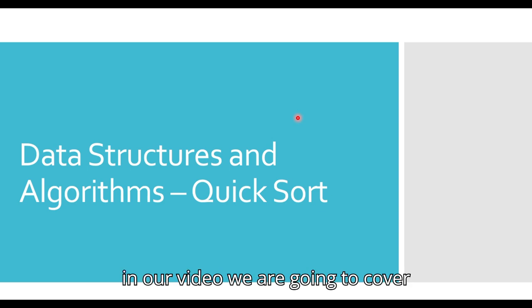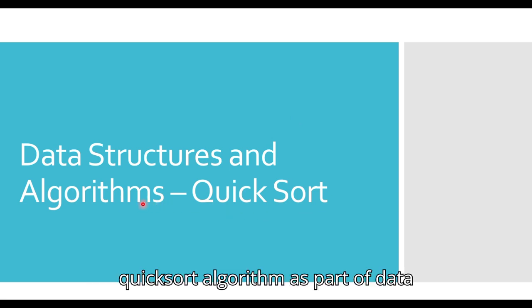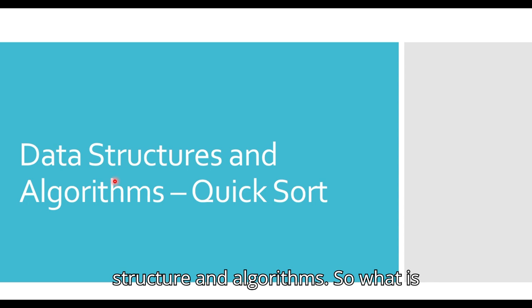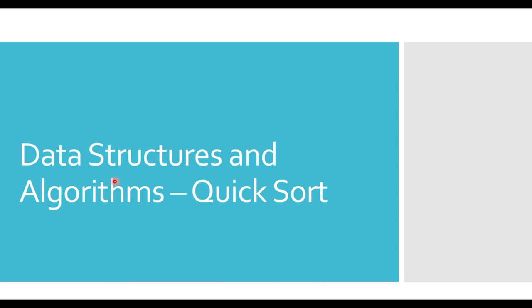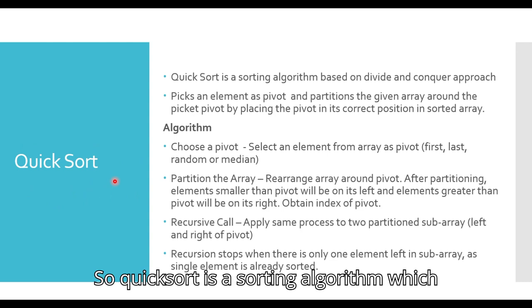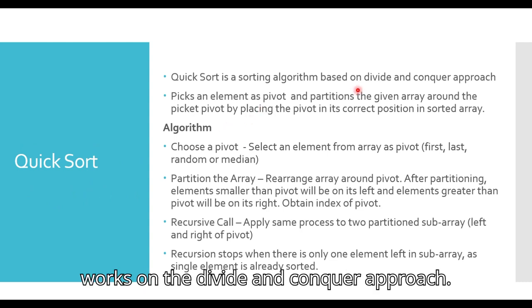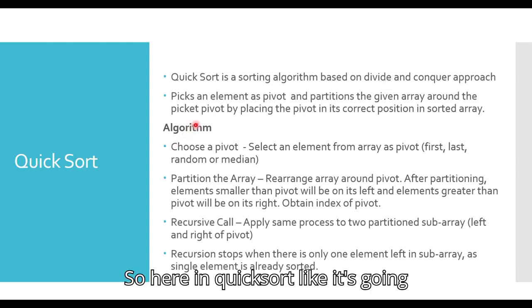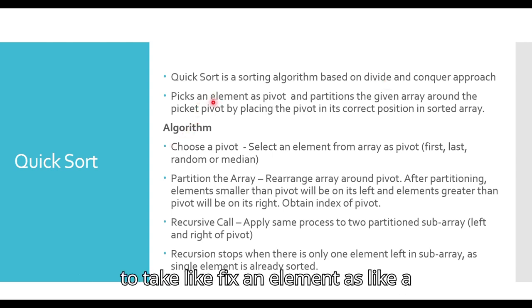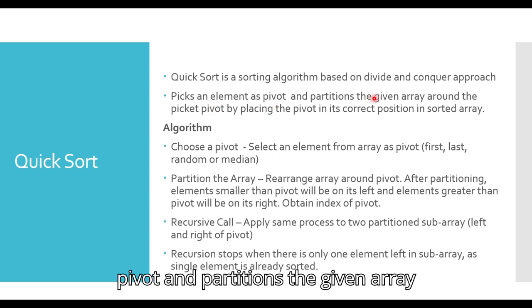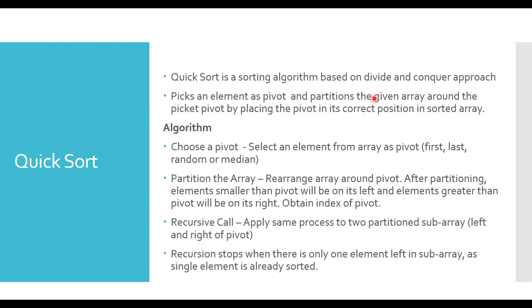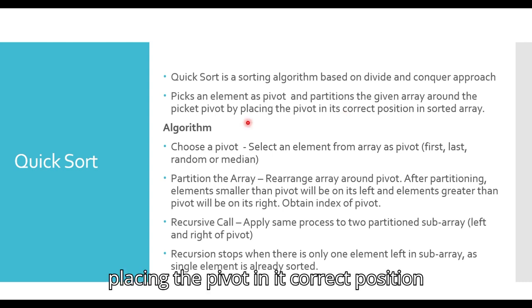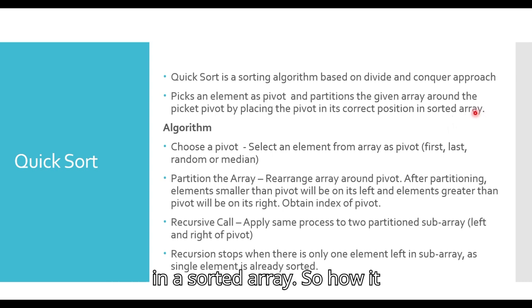Today in our video we are going to cover the Quicksort algorithm as part of data structures and algorithms. So what is Quicksort? Quicksort is a sorting algorithm which works on the divide and conquer approach. Here in Quicksort, it picks an element as a pivot and partitions the given array around the taken pivot by placing the pivot in its correct position in a sorted array.